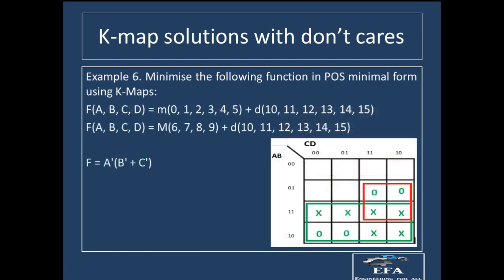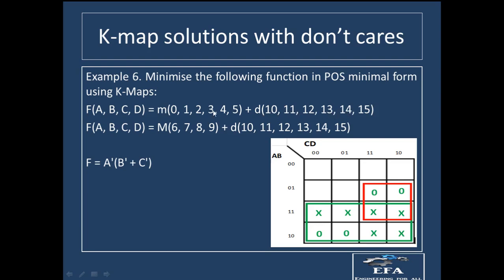Okay, so let us move on to the next example. Now this is a tricky type of question. You can see the question says to minimize the following function in POS minimal form using the K-map. The question says that you have to use the POS, but if you look at the expression given in your question, it says small m. Small m stands for the minterms, and minterm stands for the SOP. And we are having a lot of don't cares.